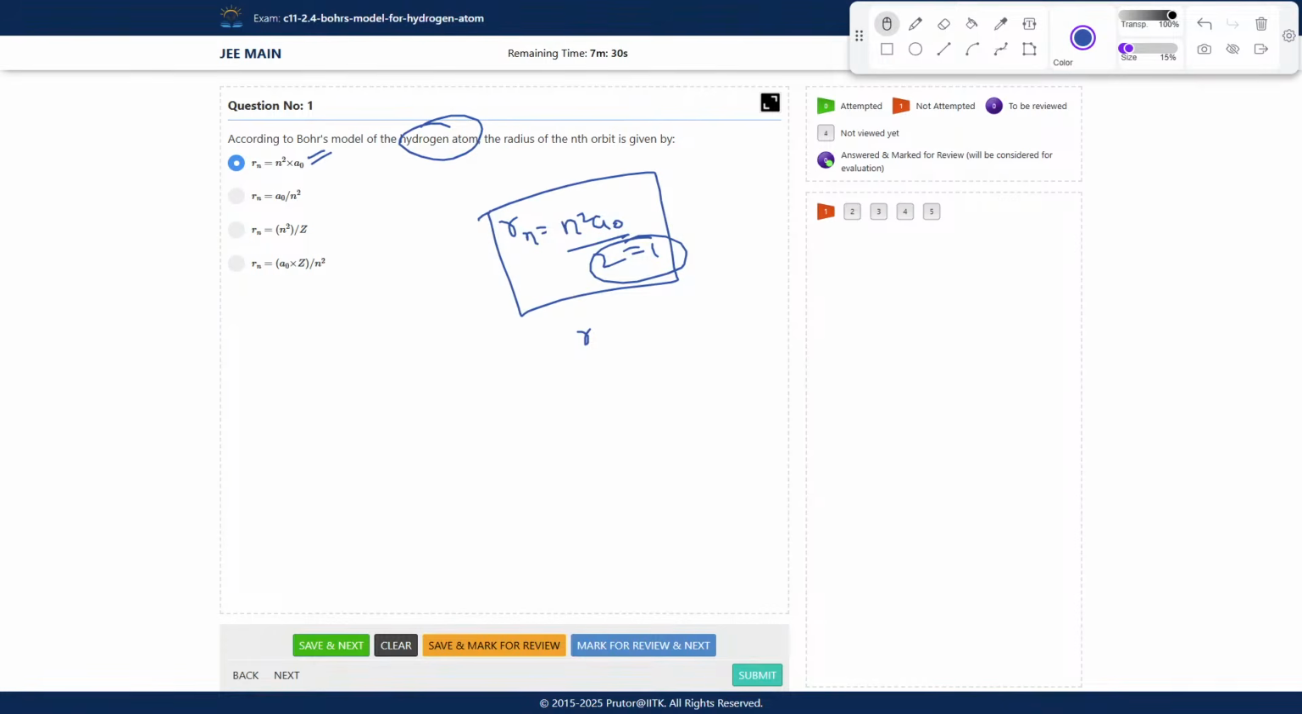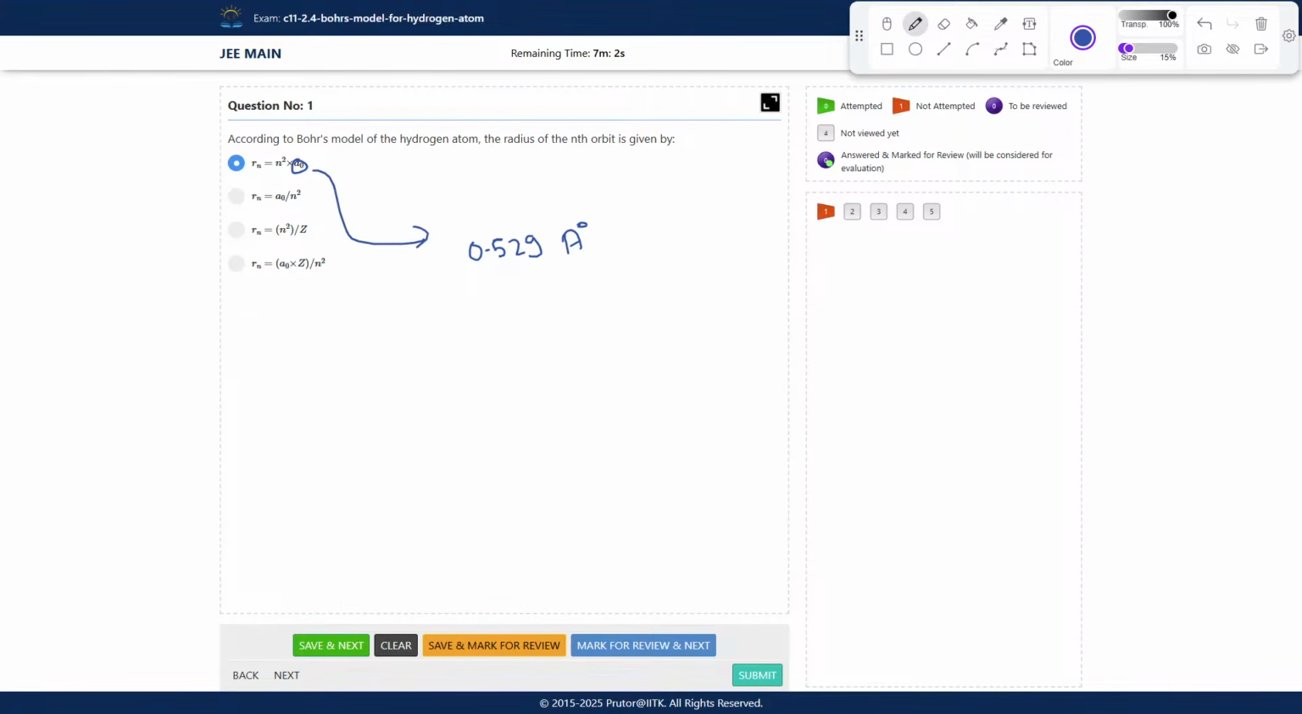Now, what is the value of A naught? Anyone? What is the value of A naught in this? In terms of angstrom, what is the value of the A naught? Or you can write it in meters also if you want. Any guesses? So it is basically 0.529 angstrom, okay, or 52.9 picometer. Very good. So this is the value of your A naught, and it is always constant.